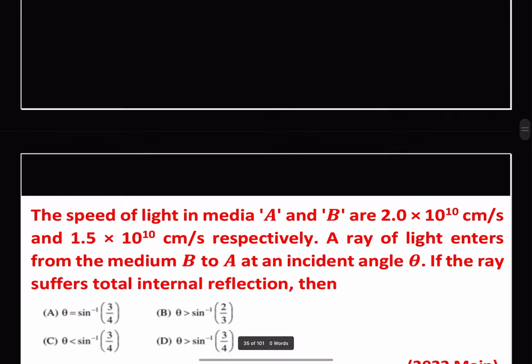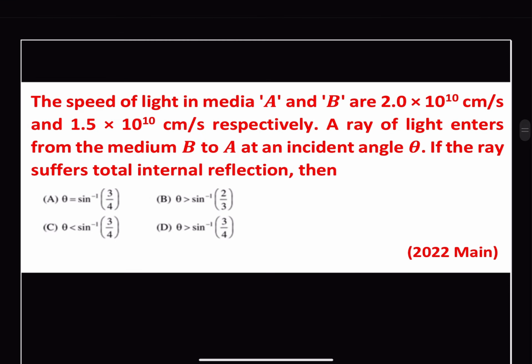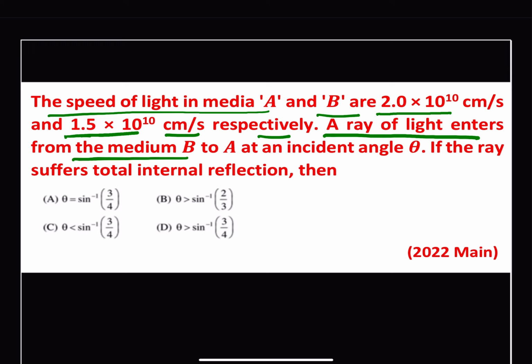Next question. It states that the speed of light in media A and B are 2 × 10^10 centimeters per second and 1.5 × 10^10 centimeters per second respectively. A ray of light enters from medium B to A at an angle of incidence theta. If the ray suffers total internal reflection, then we have to find the value of theta.